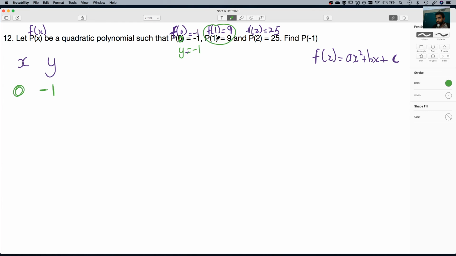And this one, we have what? 1 goes in, and what comes out? 9 comes out. Then here 2 goes in. That's our x. And what comes out? 25. So that's our y. Perfect. So now we have 3 points.